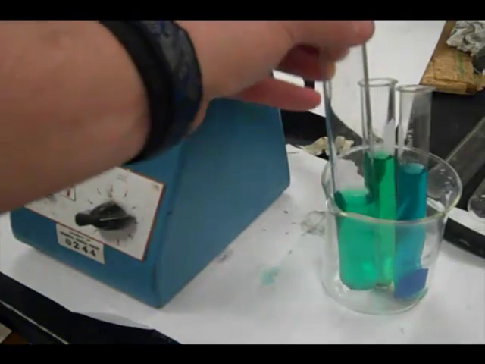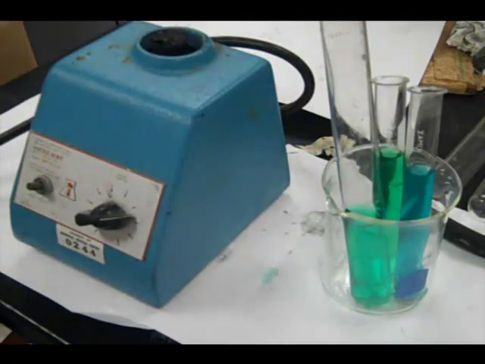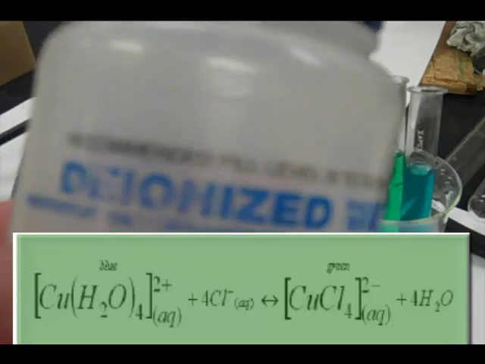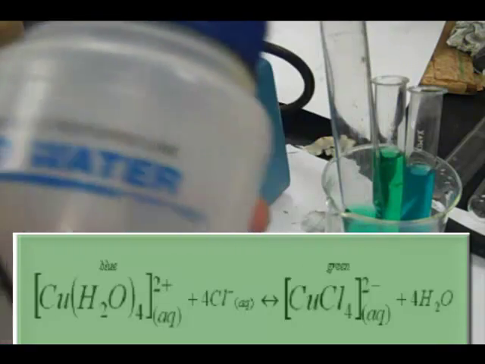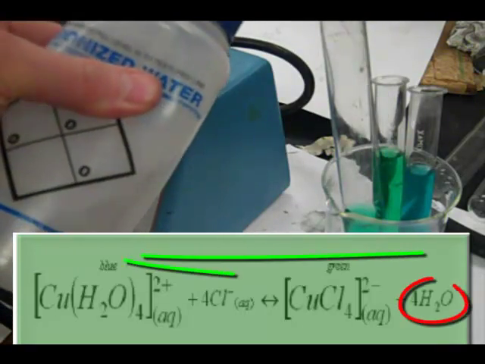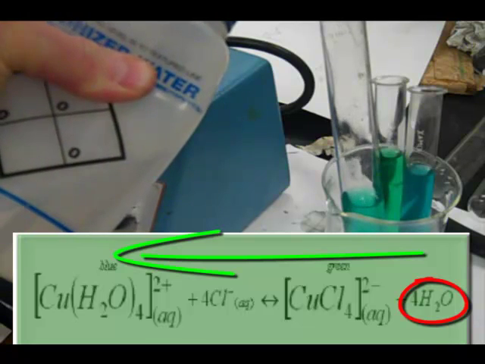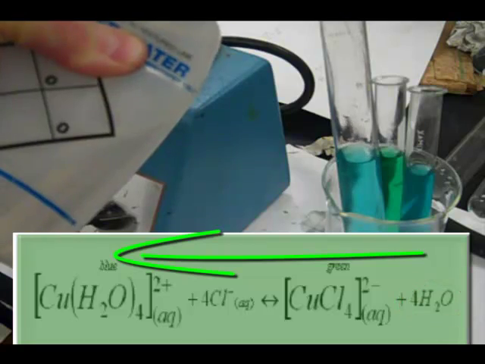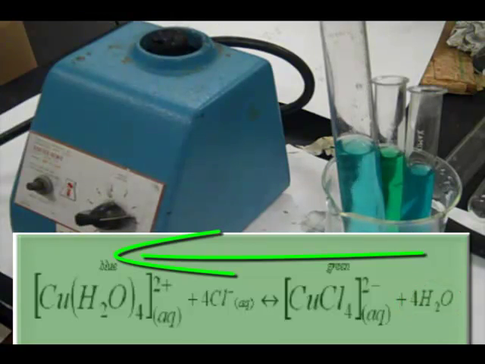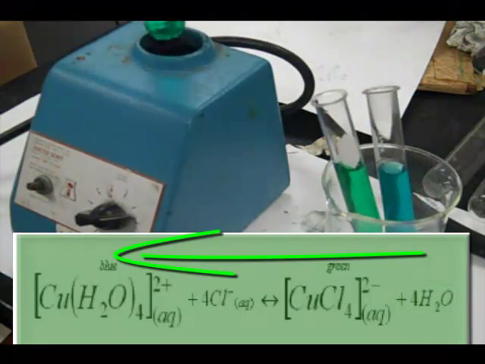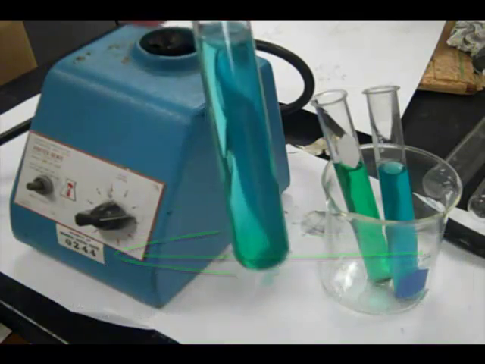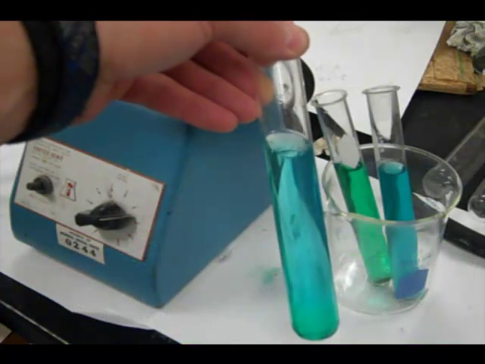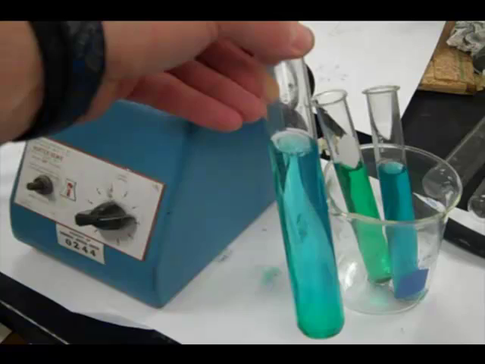I've poured out a little bit of my solution to reduce the volume, and now I'm going to take a bottle of water and add some water to the test tube. As I add water, we should see an equilibrium shift from the right to the left, indicating that water would be used up and more of the blue copper water complex is formed. After I stir it up and we compare colors, we can see that again it is much more like the original color.